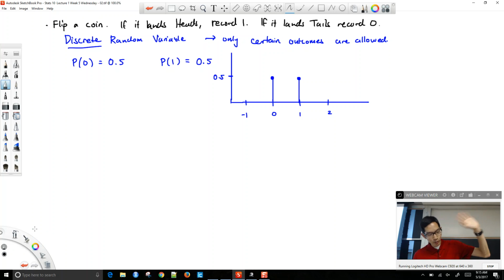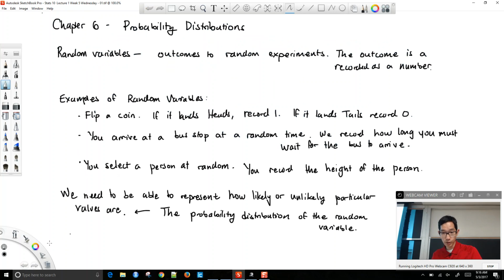Okay. All right. In this chapter, however, well, that's not true. In the beginning, we're going to start dealing with continuous variables first, and then we'll come back to the discrete case. Let's take a look at the other one. You arrive at a bus stop at a random time, and we record how long you must wait for the bus to arrive. Okay.